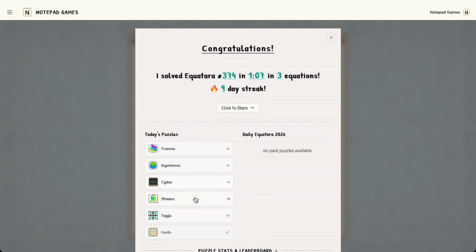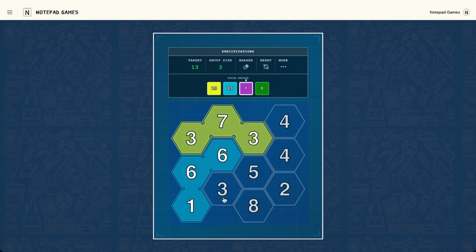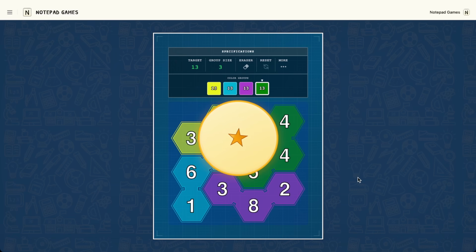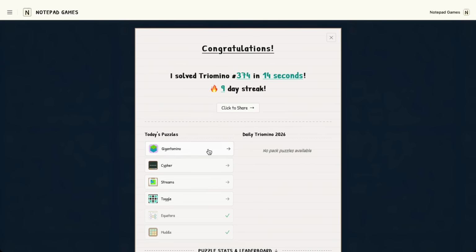Let's move on. I'm going to jump to down the line of the Triomino next. Target of 13, group size of 3. So we're just looking for groupings that add up. 7, 3, and 3. 6, 6, and 1. 3, 8, and 2 is going to be 13, leaving us with 4, 4, and 5 for the Triomino puzzle. Nice and quick. Let's move on to the Gigantomino puzzle.